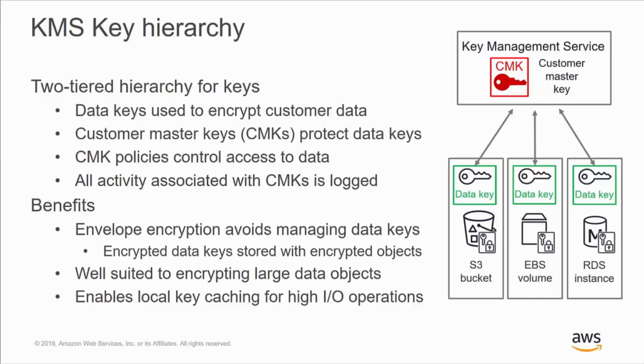So data keys are the things that are actually used to encrypt your data. These are used within the various services that encrypt your information. Maybe it's an S3 bucket, maybe it's an EBS volume or an RDS instance. Maybe it's being used within the encryption SDK in your own environment or in your own EC2 instance. So data keys live local. Data keys are used to encrypt the actual data. But access to data keys is controlled by the master key, the customer master key or the CMK.